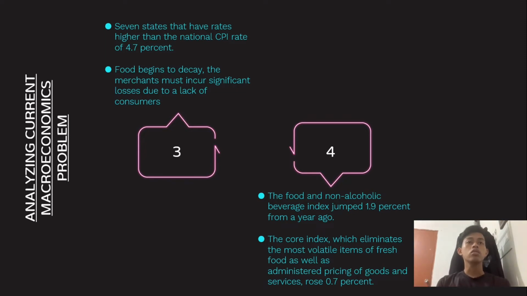For the last point, due to a supply deficit, higher demand and weather unpredictability, the food and non-alcoholic beverage index jumped 1.9% from a year ago. Despite the fact that the overall index rose in April 2021, Muhammad Hussein claimed that the core index, which eliminates the most volatile item of fresh food as well as administered pricing of goods and services, rose 0.7%.